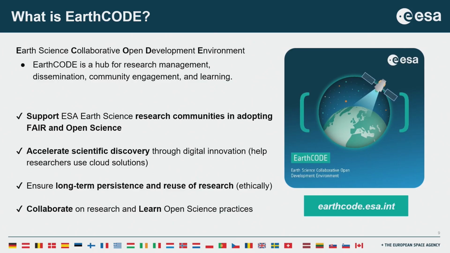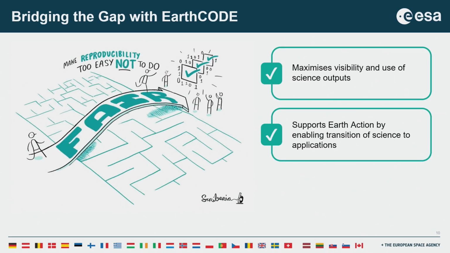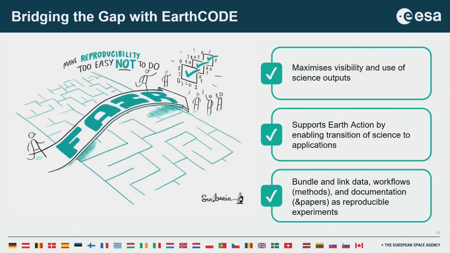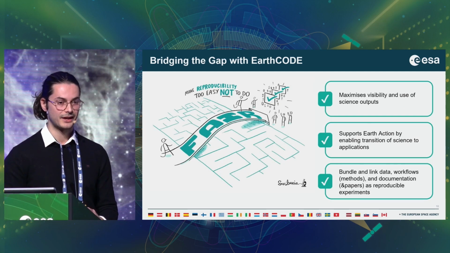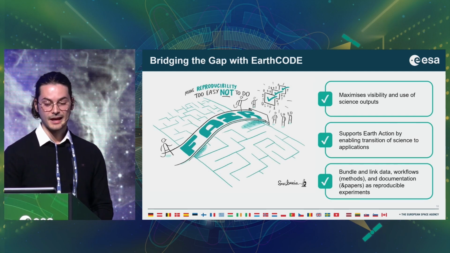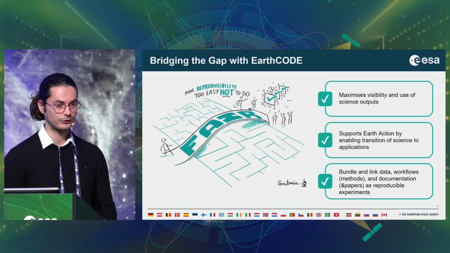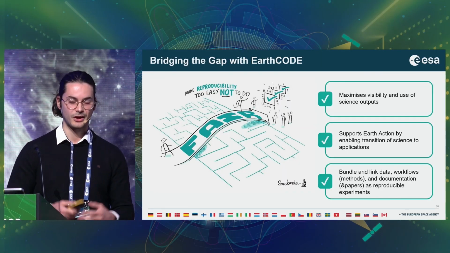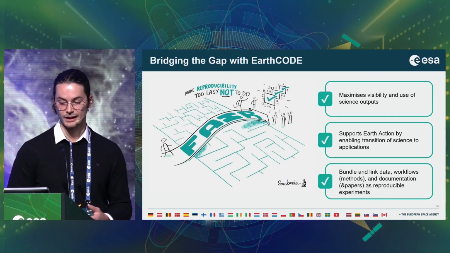The idea is to support this journey, to provide this infrastructure for fair and open science, and essentially provide support for Earth action to happen across ESA research. What does it do? Effectively, it bundles up and links data, workflows, the papers, the methods that were used to produce the data, makes them accessible via something called the Open Science Catalog. It enriches them with rich metadata so as to improve interoperability between other uses and research use cases.